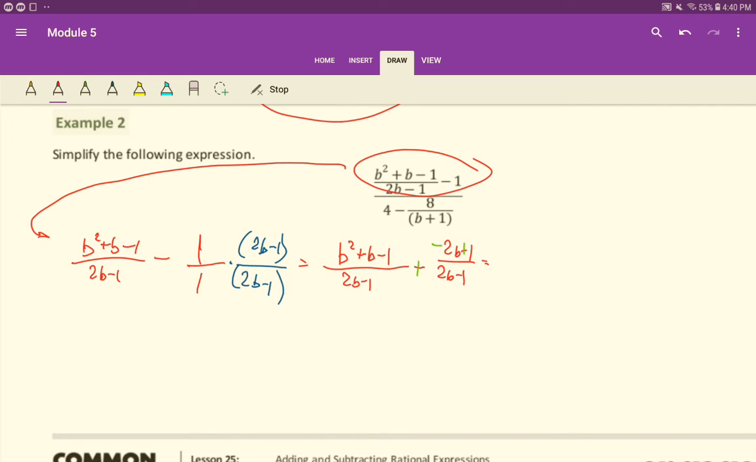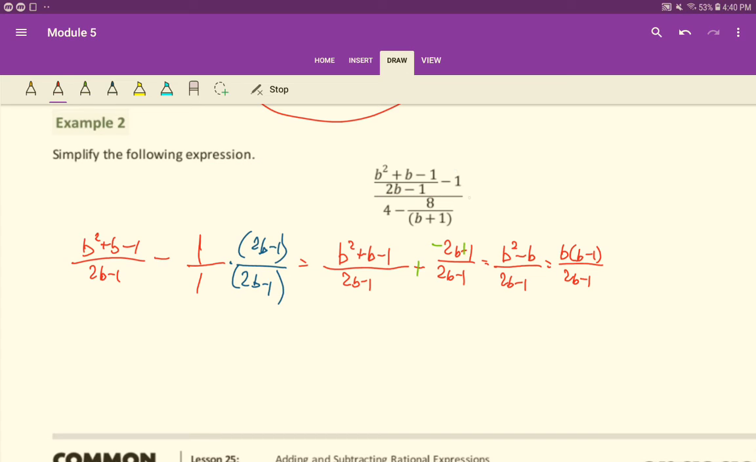So we will get b squared minus b, and then the plus 1 and the minus 1 will cancel exactly. So we get b squared minus b over 2b minus 1, which can further factor to b times b minus 1 over 2b minus 1. So that's our numerator here. So we can say this is equal to b times b minus 1 over 2b minus 1. And then let's go ahead and do this piece next, and we'll do that right down here as well.